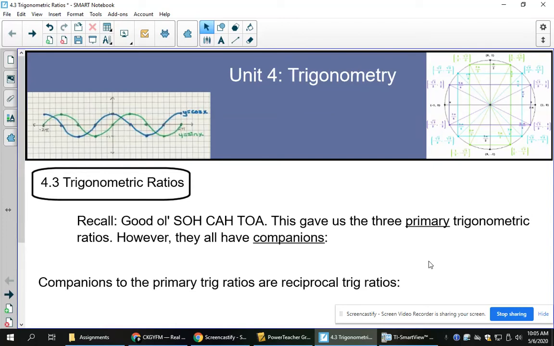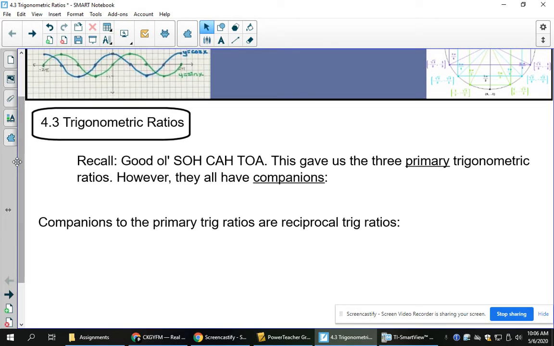Hi guys, today's lesson is on 4.3 trigonometric ratios. So what we're going to do is use the unit circle to write trig ratios, or trigonometric ratios. And what we need to know is good old SOHCAHTOA to do this. So back in grade 10, we learned about SOHCAHTOA.